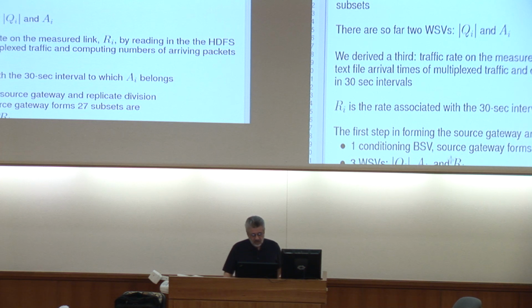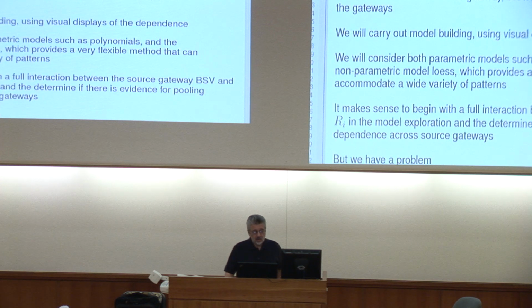And we have now a new division. This is a second jitter division, or the beginning of a second jitter division, which we call source gateway and replicate division. It's divided up by source gateway. So we have 27 subsets of these 3 variables.